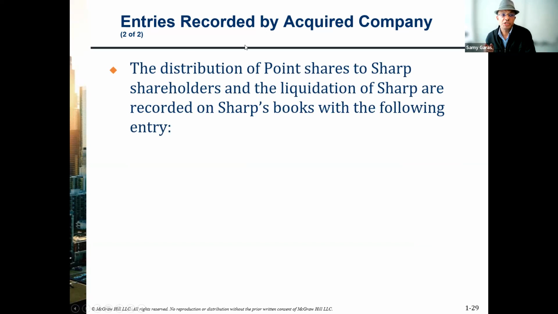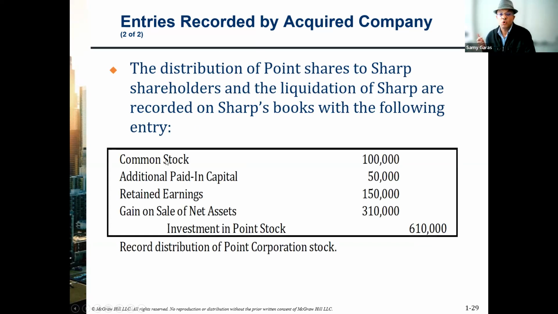The distribution of Point shares to Sharp shareholders and the liquidation of Sharp. When the company is giving the shares to the subsidiary shareholders, it's recorded this way. We debit common stock, additional paid-in capital, retained earnings, gain on the sale, and investment. Because the subsidiary will be liquidated, if the parent company is buying 100%, the subsidiary shareholders will not exist as subsidiary shareholders, but will become part of the parent shareholders. So for the liquidation, we make this journal entry.